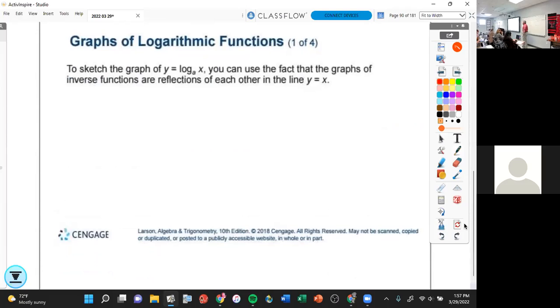To sketch the graph of y equals log base a of x, you can use the fact that the graphs of inverse functions are reflections of each other over the line y equals x. Okay, we're about to go back in time to yesterday. I have a coordinate grid.